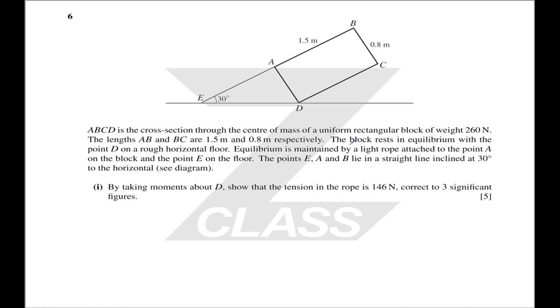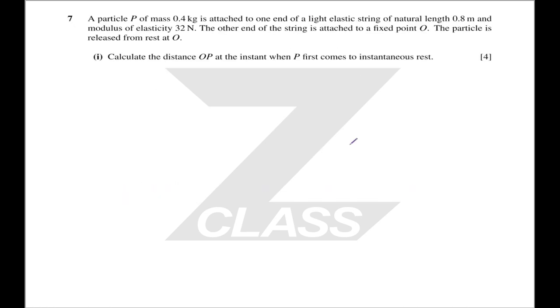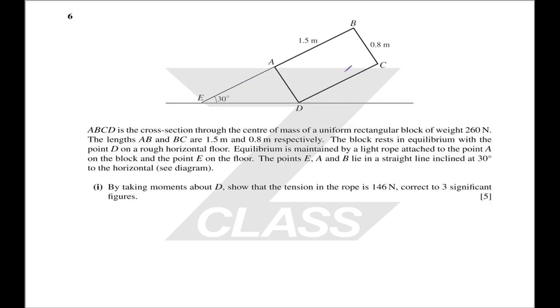Okay, so we've got two questions left. This one, we have a moments question. By taking moments about D, show that the tension in the rope is 146 newtons, correct to three significant figures. So the moment for the tension in the rope is actually nice and simple, right? We have tension in the rope, T here. We have a perpendicular distance of 0.8. So the moment anti-clockwise is just 0.8 times T, the tension in the rope, about D, right? Perpendicular.